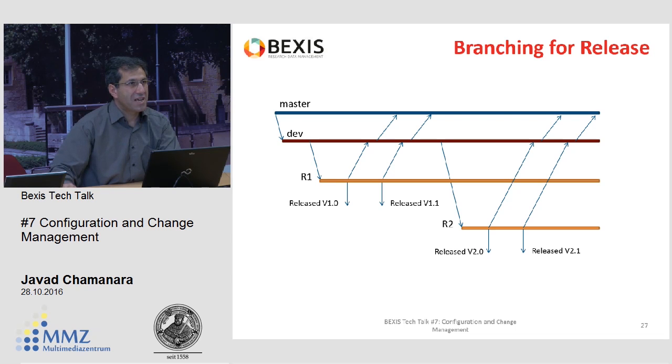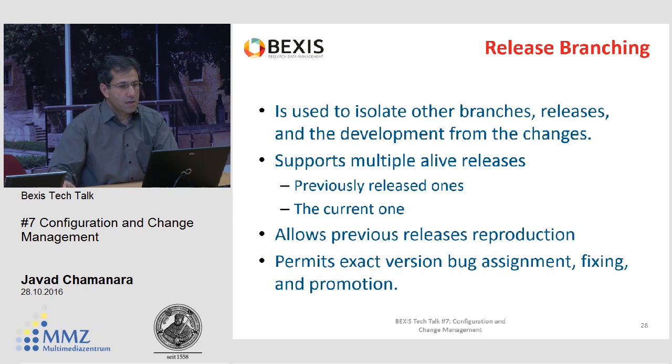So with this branching scheme, basically we isolate the release from any change that are happening on other branches or on other releases or even on the development branches during the release time. So whatever happens in the release time is just for that release. As I said, we support multiple live releases, but we don't like it because it makes some sort of complexities.